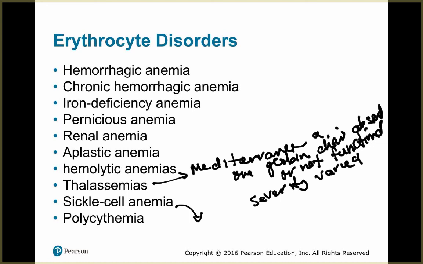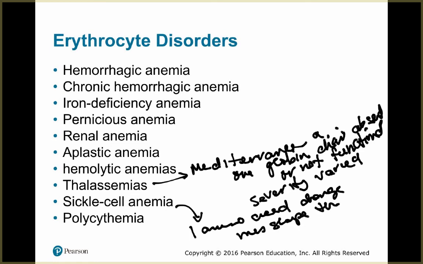Now sickle cell anemia, basically it's a one amino acid change, and that's within one of the globin chains. What happens is it misshapes the red blood cell. It goes from being a circle to looking like a sickle. And so you end up getting reduced O2 transport, and it's very painful.